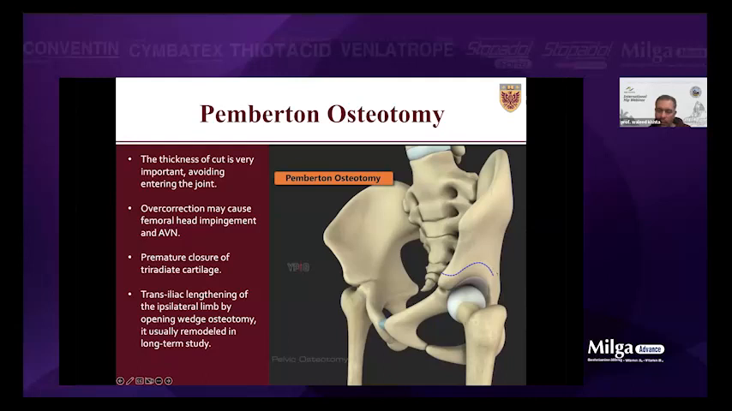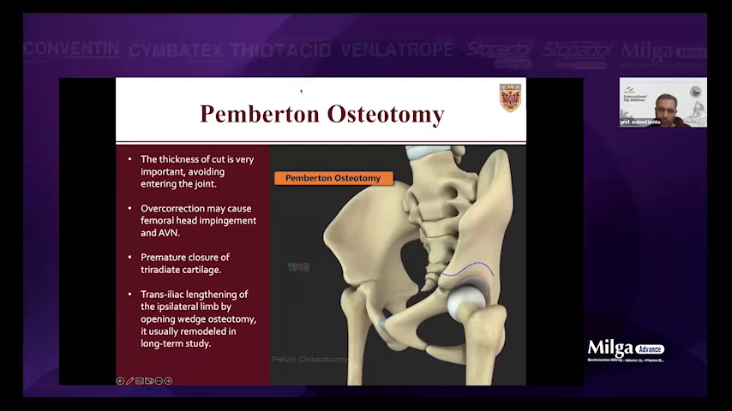There are some reports saying when you stop close and you do extensive Pemberton, you can get a risk of physeal closure. And if you get physeal closure, it can cause different dysplasia in the future. And these are the cases where you might see a larger head in a smaller acetabulum, as I got the question from Dr. Iman.